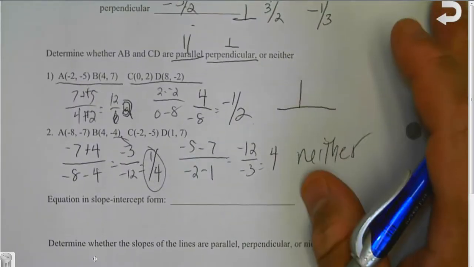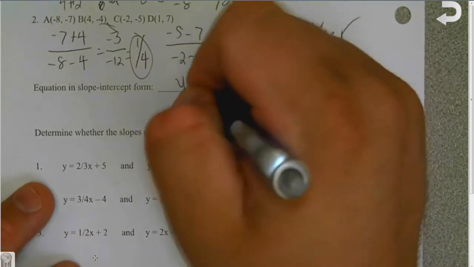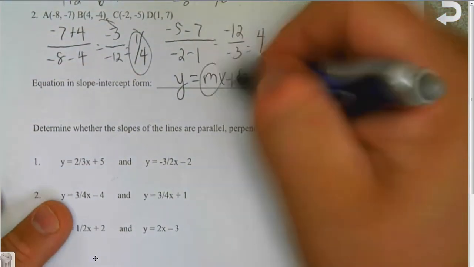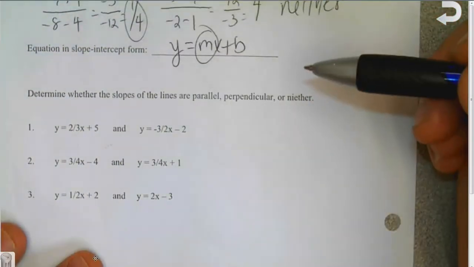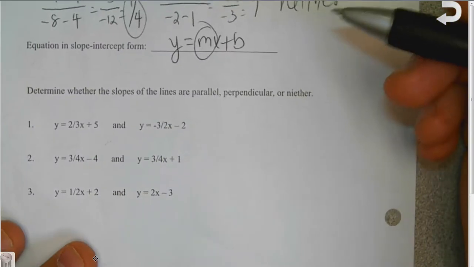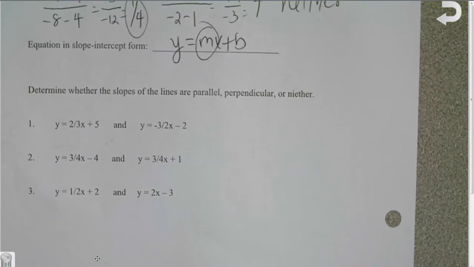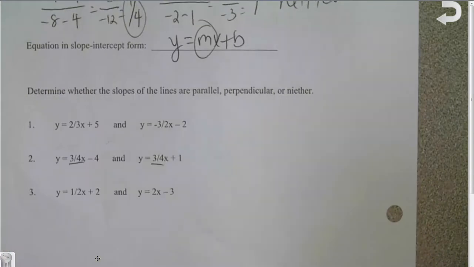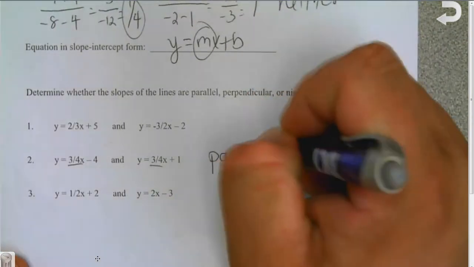Okay, sometimes in a slope problem, you're just given the equation. And you guys should know y equals mx plus b from algebra, where m is your slope. So by looking at these equations, you can say, oh, hey, these are parallel, perpendicular, or neither. The parallel slope is the m value that is the same. Well, if you look at number 2, the m value for both of those is 3/4. So this would be an example of one that has parallel slope.